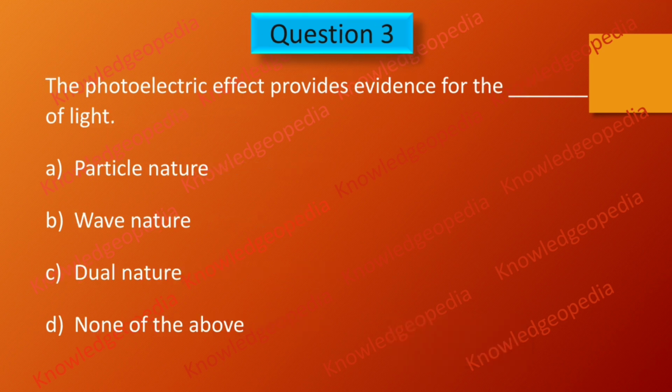Coming to the third question. The photoelectric effect provides evidence for the dash of light: particle nature, wave nature, dual nature, and none of the above. Yes, what should be the answer? The correct option is particle nature, that is option A.